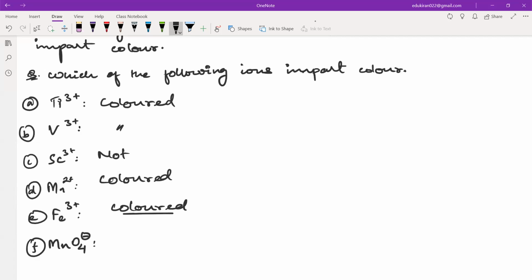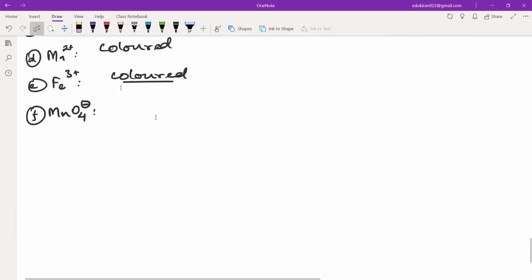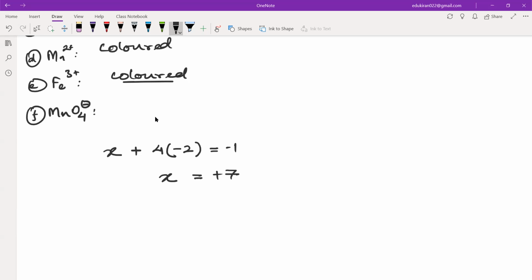Okay, now let us look at MnO4 negative. If you remember redox reactions and how to calculate the oxidation state, then you will say that Mn will have X oxidation state plus oxygen will have 4 into -2, and this will be equal to -1. Right, guys? Now, what will be X here? X would be +7.